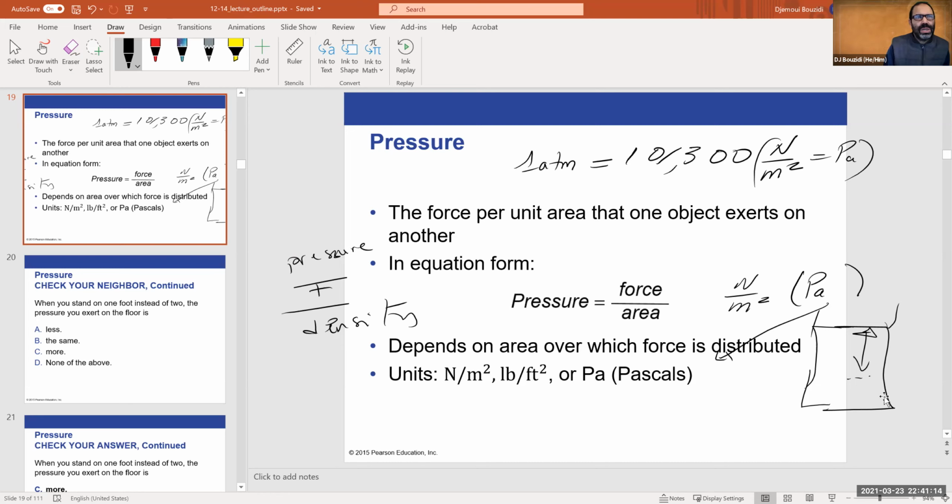Versus if you go under the oceans, because of the density of the water, the pressure is going to change rapidly, and how rapidly, we're going to talk about that.